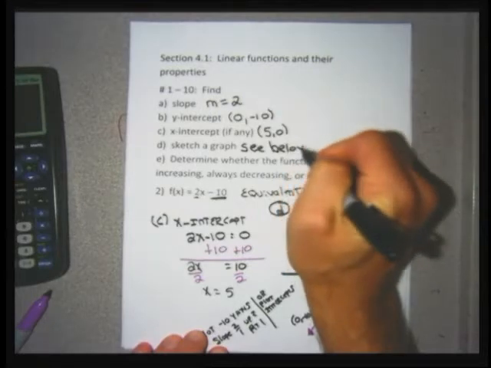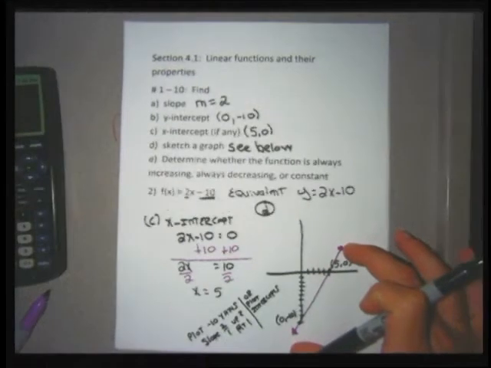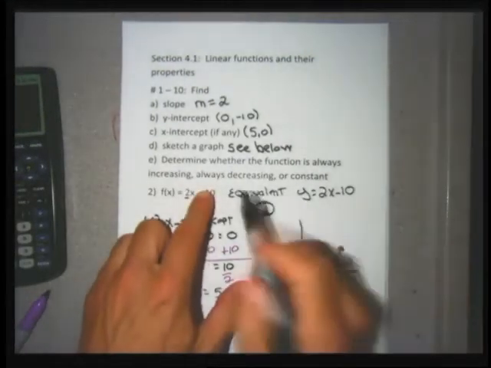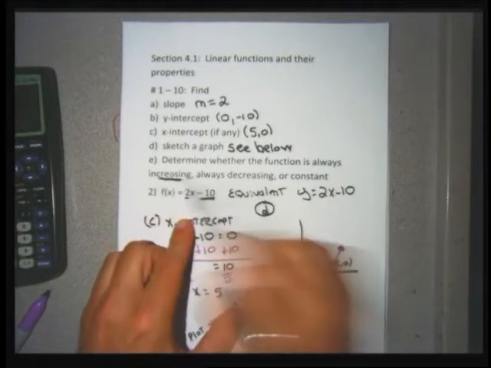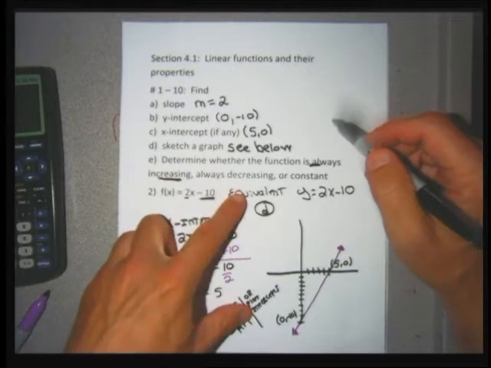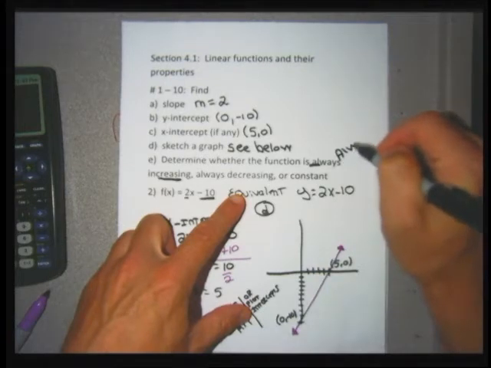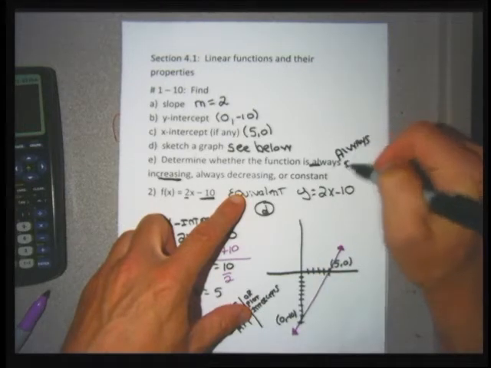In the last chapter, we determined on what intervals the graphs of functions were increasing or decreasing. Lines aren't going to be increasing in one spot and decreasing in another. Lines are always going to be doing the same thing. As I move from left to right, this line has positive slope, so it's going up. So my answer for part E, determine whether the function is always increasing, always decreasing, or constant: because as I move from left to right it's always getting higher, I can say that the graph of this function is always increasing.